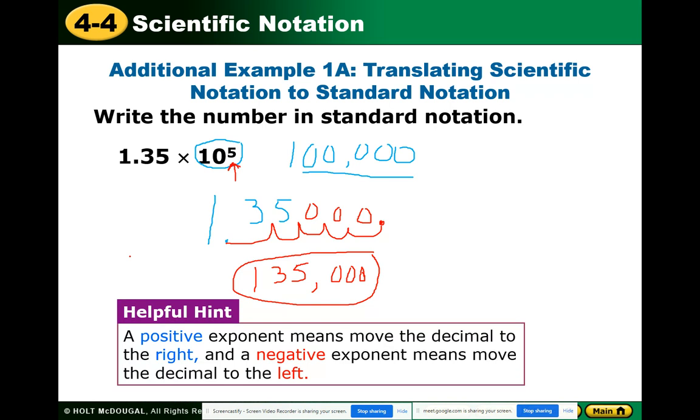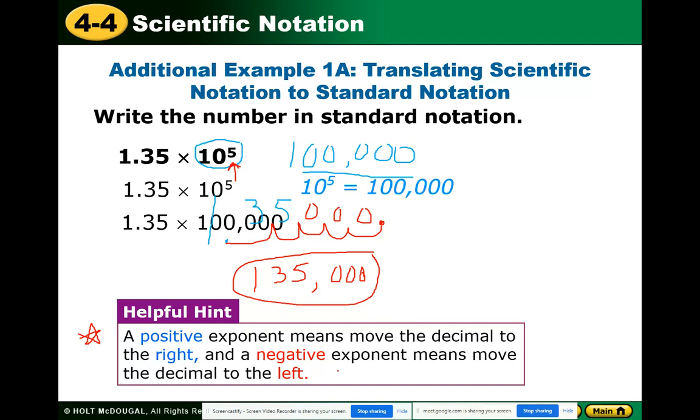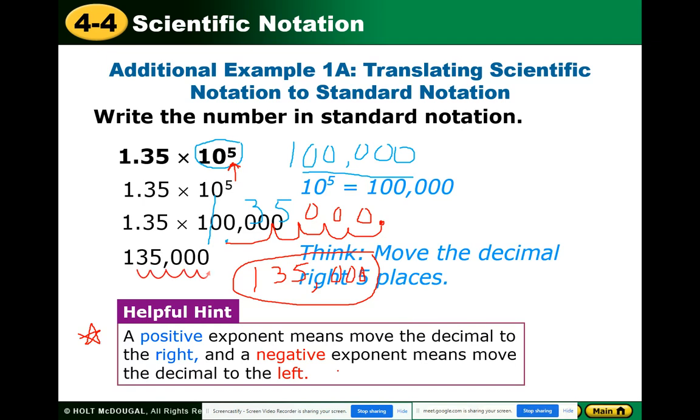So if you see down here their helpful hint, positive exponent means move to the right, negative exponent means move to the left. Right? 5 places. Hey, there we go. And notice they started right here where I put that decimal in there because that's where the decimal was.